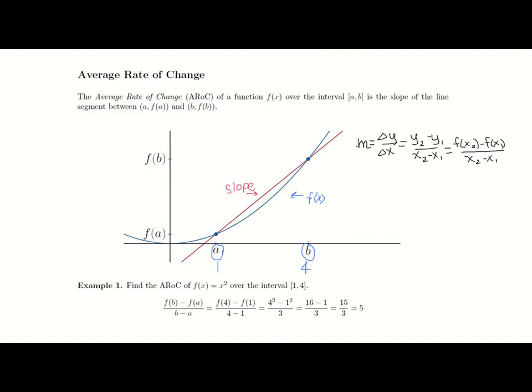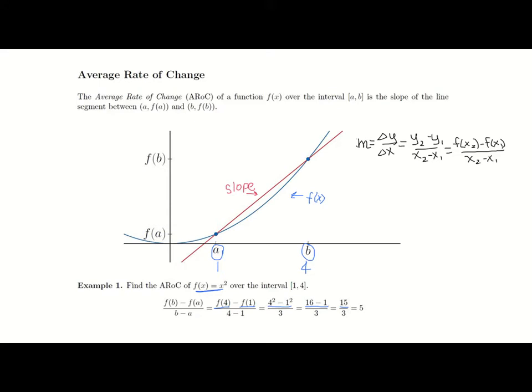So our average rate of change is going to be f of x2 minus f of x1, or f of b minus f of a, which means that we're just going to plug in our endpoint 4, our second endpoint, minus f of 1, our first endpoint. Because our function here is f of x equals x squared, that would be 4 squared minus 1 squared, which is 16 minus 1. So we're subtracting those two function output values, which is 15.